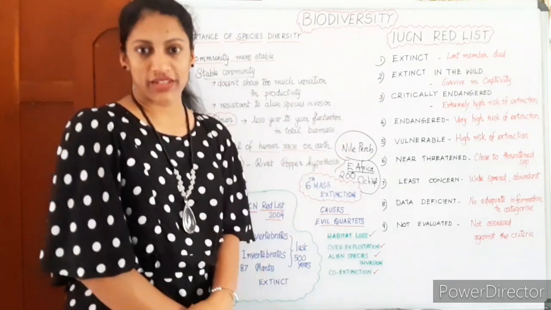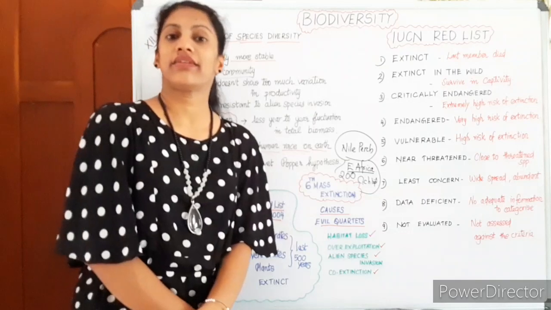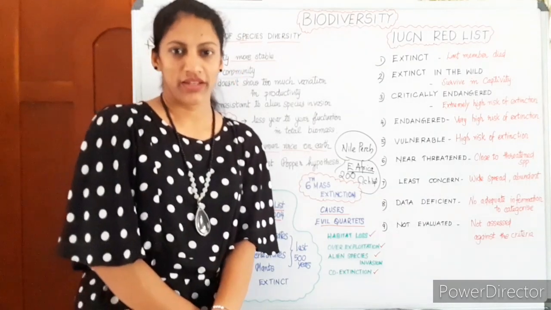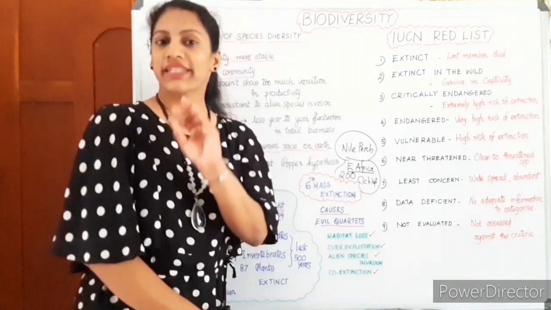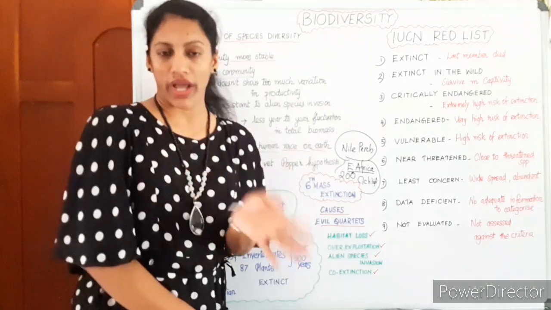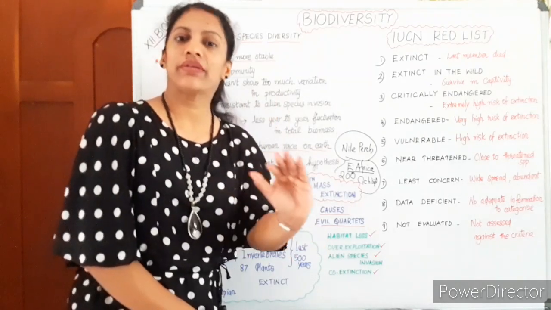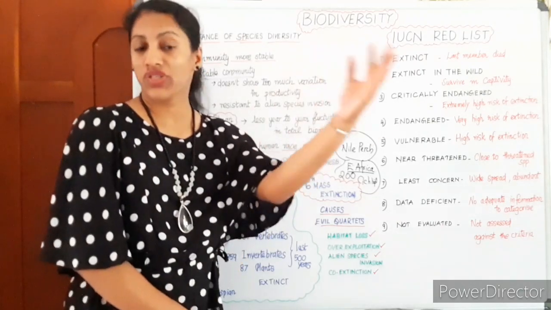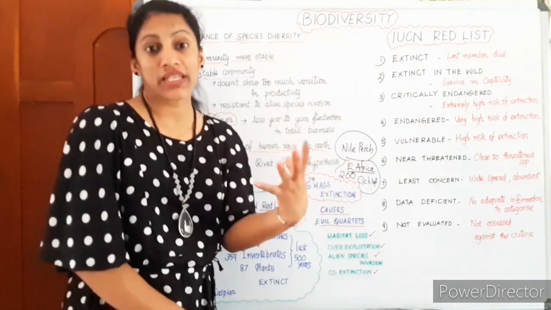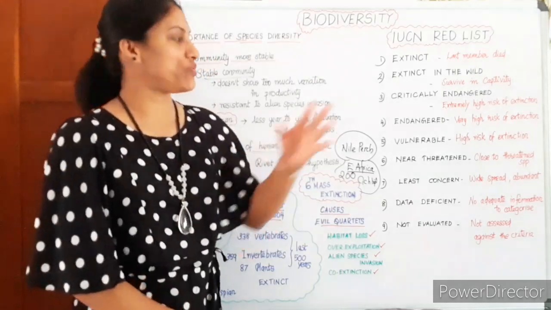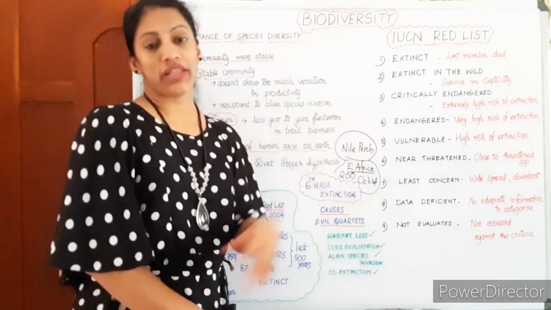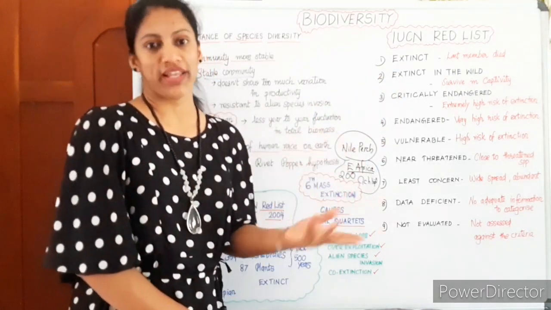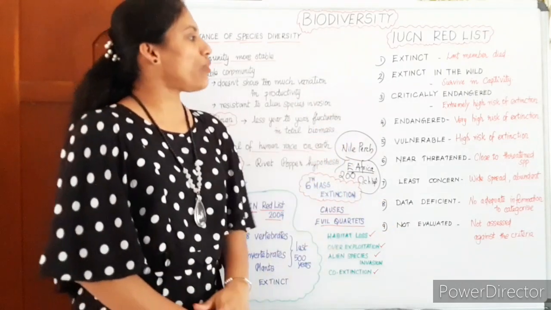So it is extinct. Then extinct in the wild, the second category. What does it mean? There is no member existing in its natural habitat in the wild, but we have some members under captivity. So they are not completely extinct, but they are extinct in the wild. We have preserved some members in captivity. They survive in captivity, but no member in the wild.